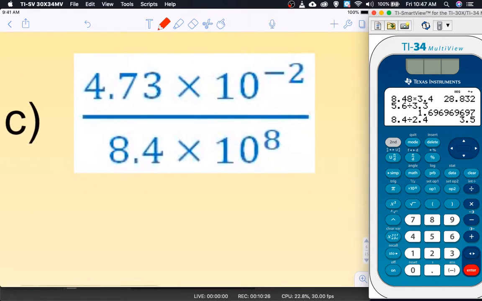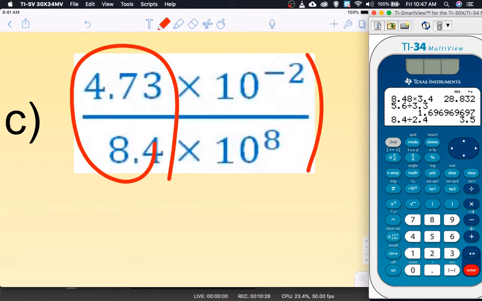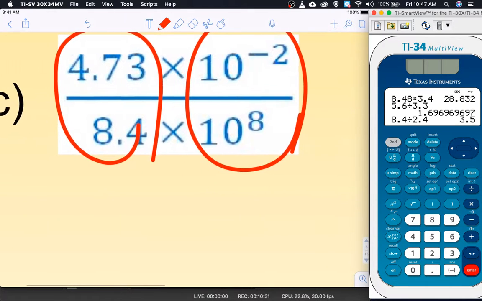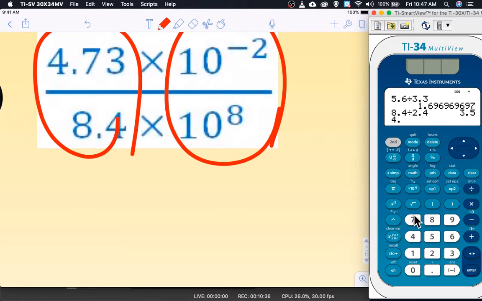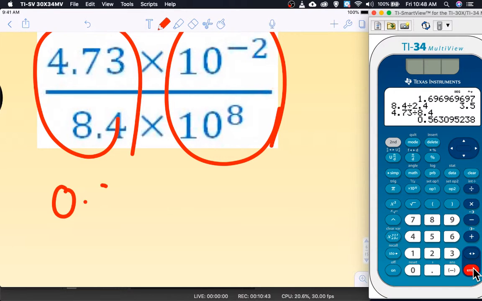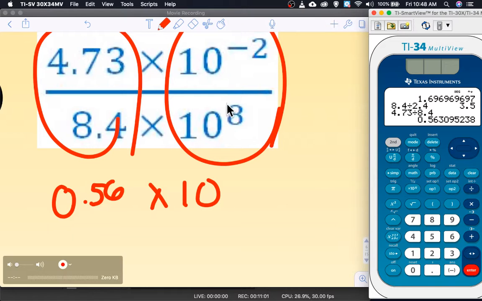All right. So we're going to divide this, and let's do it. Now these problems were maybe a little bit trickier. Let's see how we did. So 4.73 divided by 8.4. Everybody should have been able to get this part, which is 0.56, and we're going to round to the hundredths place. Everybody got that part, which eventually we're going to have to change into 5.6 to make it into scientific notation. But for now, this.